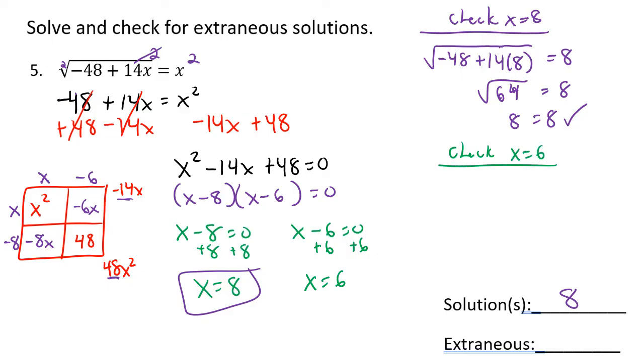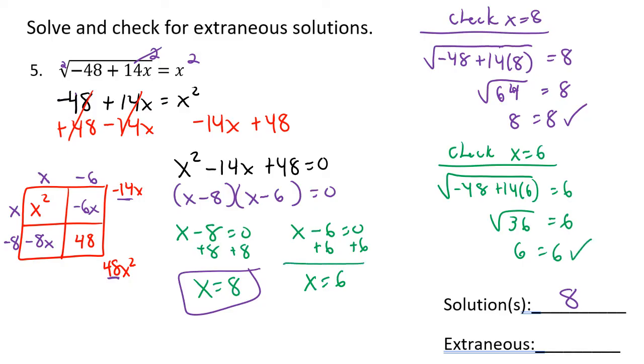So we plug in negative 48 plus 14 times 6 under the square root, equals 6. So 14 times 6 is 84. Take away 48 is 36. The square root of 36 is 6. And 6 is equal to 6. Hey, that works too. So they are both solutions. So we have solutions for 8 and 6. So there's no extraneous this time, so we don't have to put any numbers there.